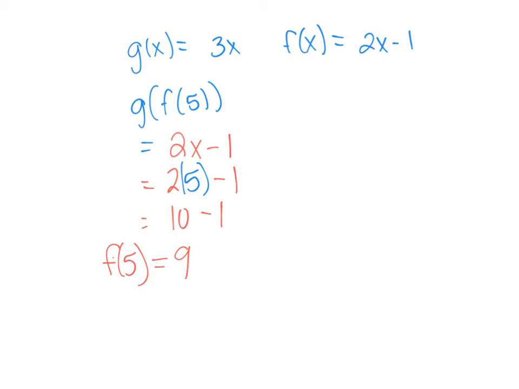Because that's what we were solving here. f of 5. Okay? But we're not done yet. Now, I'm going to write it down here. So g of f of 5 is equal to g of 9. Do we see that f of 5 is the same thing as 9? Because I just solved for that. We're good there?